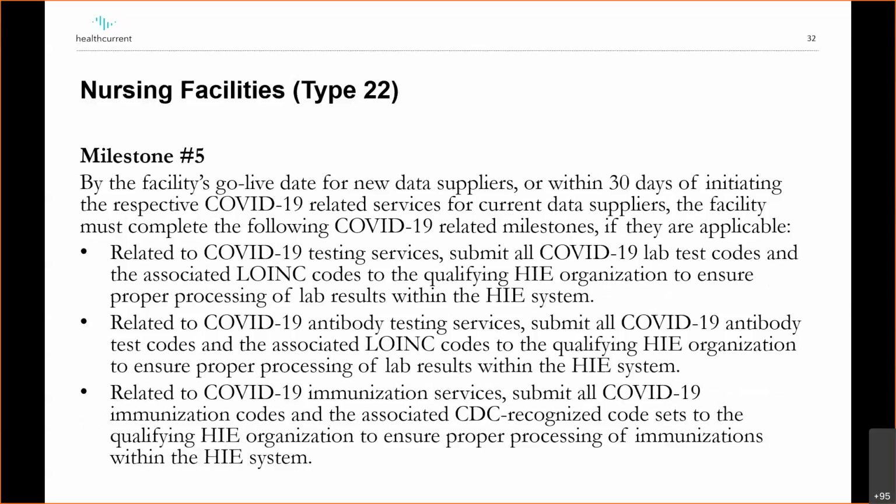And milestone 5, going back to the COVID-19 submissions, once integrated, you would want to submit your testing services, your COVID-19 lab test codes, LOINC codes, antibody testing, antibody test codes, immunization services, immunization codes, and associated CDC recognized code set to the HIE by the go live date for new data suppliers or within 30 days of initiating the respective COVID-19 related services for current data suppliers.